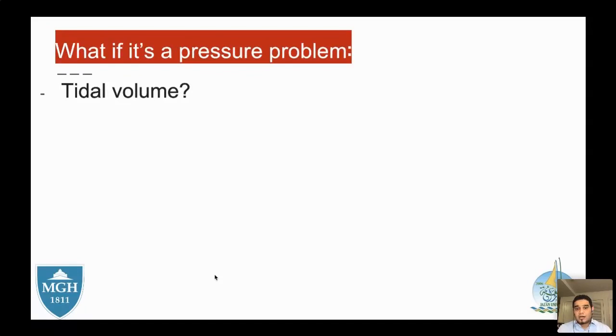When we talk about a problem in the pressure, are we looking at the peak? Are we talking about the plateau pressure? And what is the knob that we control in the mechanical ventilation that controls these two things? If there is a problem in the pressure, now I'm looking at the mechanical ventilation, and what we said is that we want the plateau pressure to be less than 30.